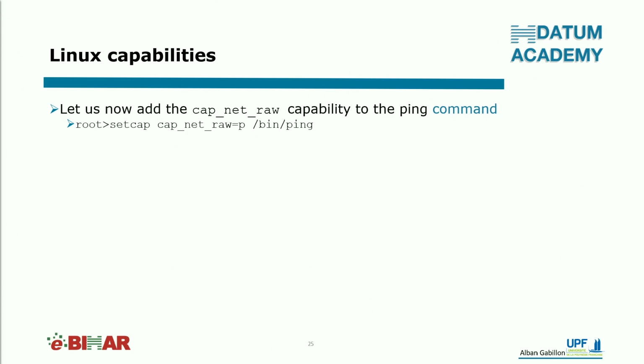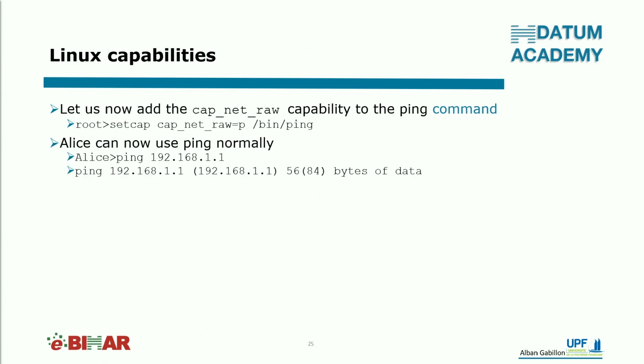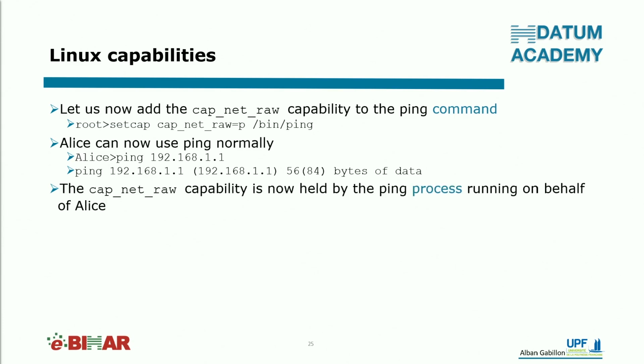So let us simply add the CAP_NET_RAW capability to the ping command. I am the root user and I am now applying the CAP_NET_RAW capability to the ping command with the command setcap. Alice can now use ping normally. So I hope you have understood. The ping program is no longer a setuid root program. Alice executed it. The created process ran on her behalf. That is, its effective UID was equal to Alice's UID. And the process did not fail since it possessed the CAP_NET_RAW capability.